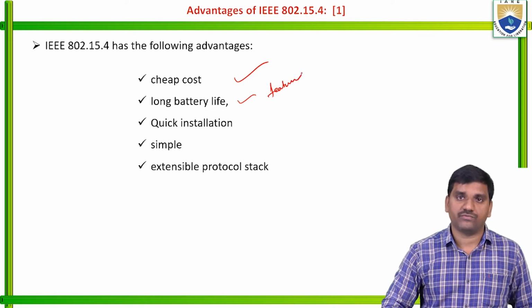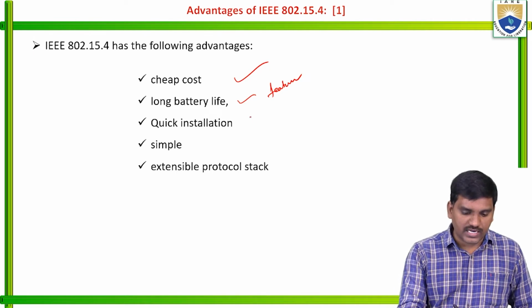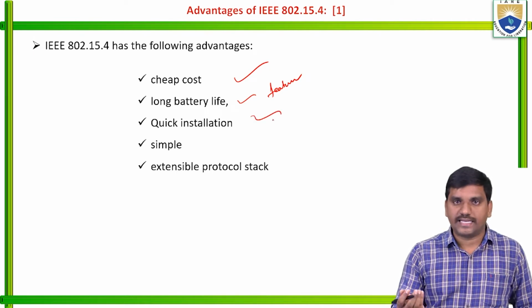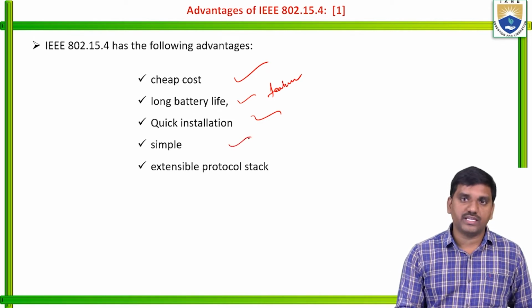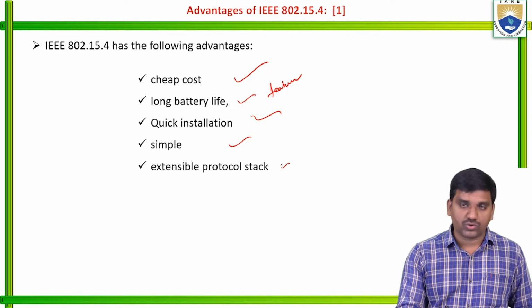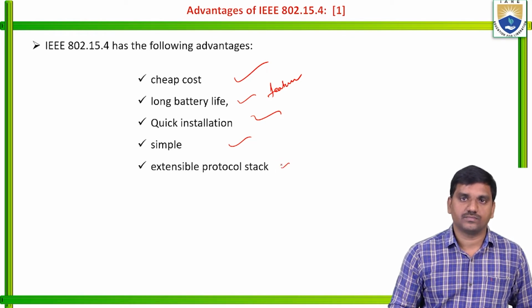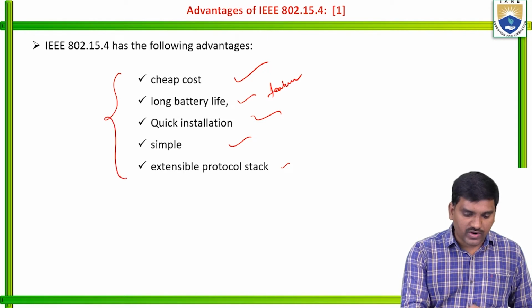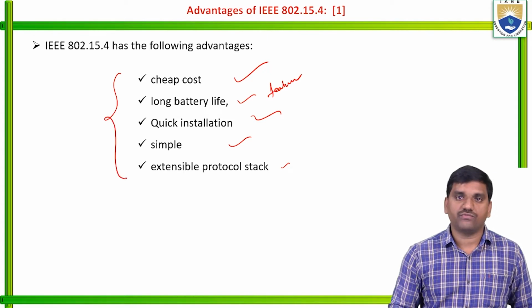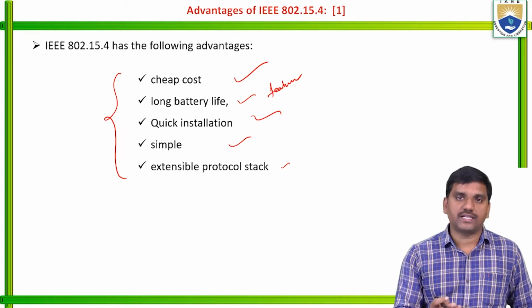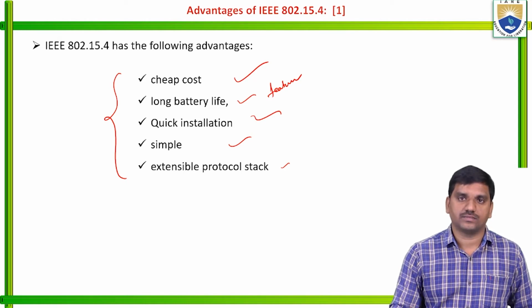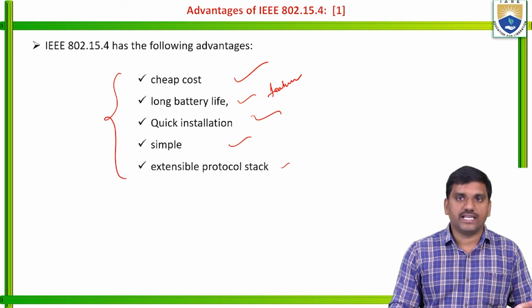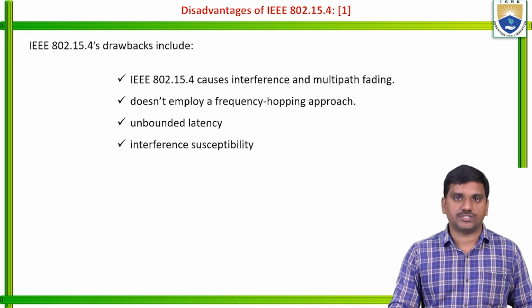Next, quick installation. It takes less time to install in an IoT device. Simple and very easy, and an extensible protocol stack. So these are the 5 advantages of 802.15.4 LRWPAN: cheap cost, long battery life, quick installation, simple and extensible protocol stack. So these are the advantages. In parallel, we have disadvantages also.